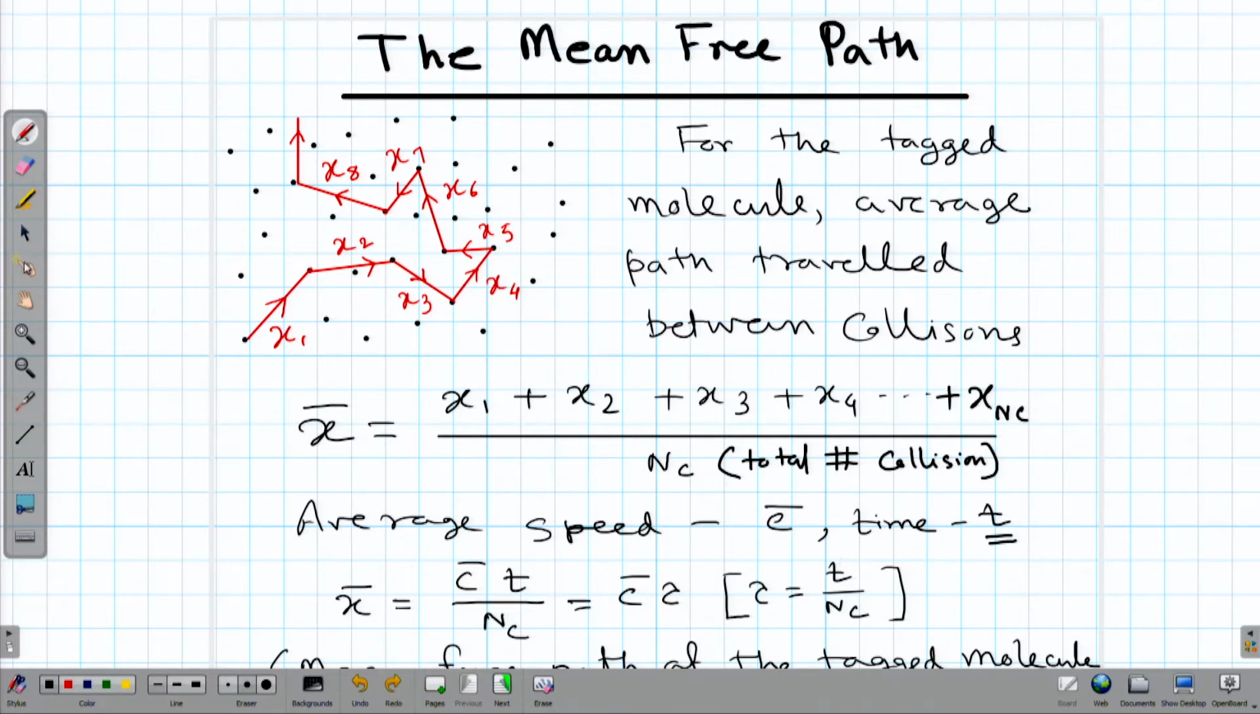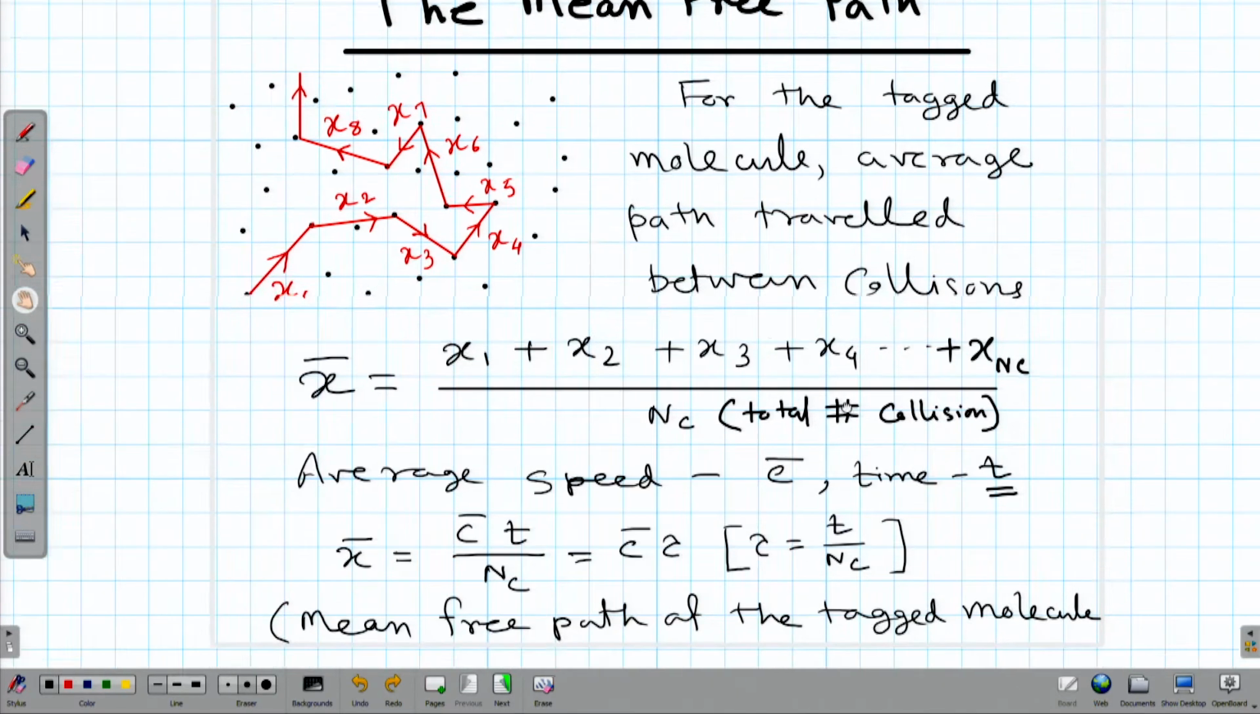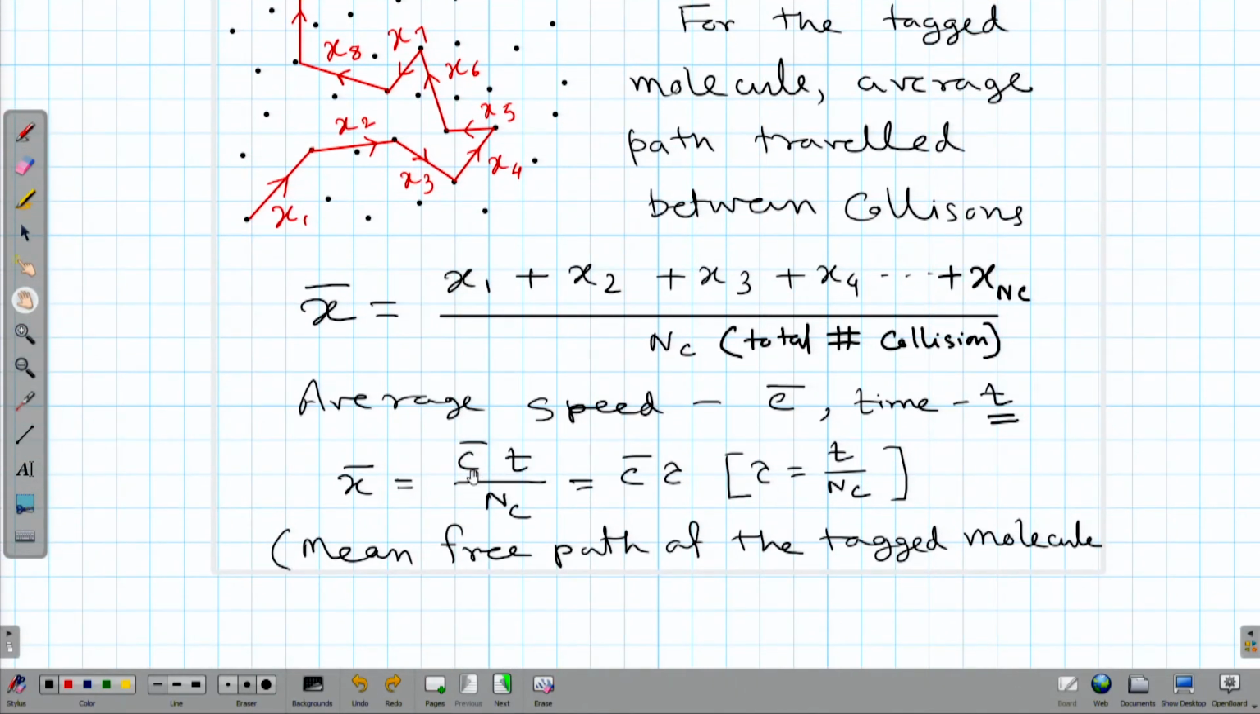So, for this particular molecule, we can write the x average as c bar times t divided by nc, which is c bar times tau. What is tau? Tau is t by nc, t being the total time taken and nc being the number of collisions. So, tau is the average time taken between two successive collisions. That is how we can compute the mean free path of the tagged molecule.